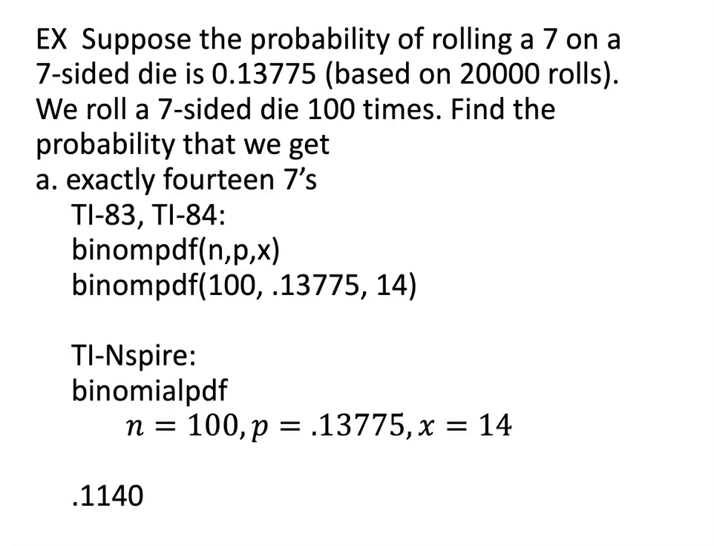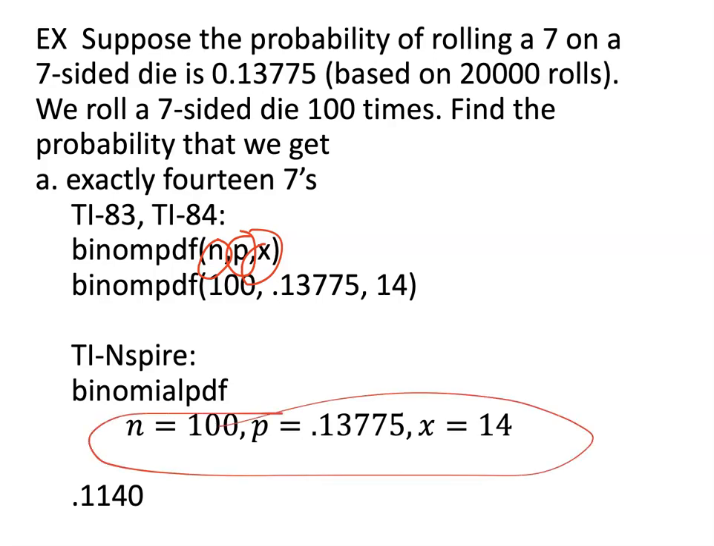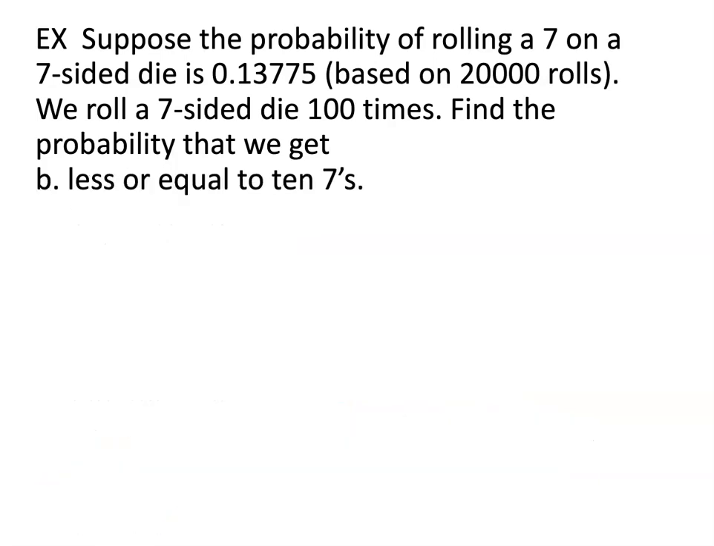So if you do this on a TI-83 or TI-84, in this case, n is 100, the number of trials. Probability of success on a particular trial is 0.13775. We want to know the probability that we get exactly 14 successes. So we enter that on a TI-83 or 84. On a TI-Nspire, you would just choose binomial PDF. In this case, n is 100, p is 0.13775, x equals 14. And any way you slice it, you get this as the answer.